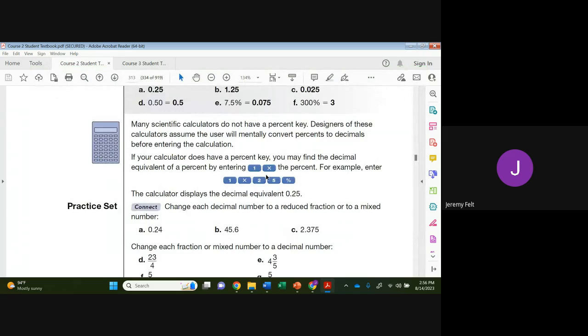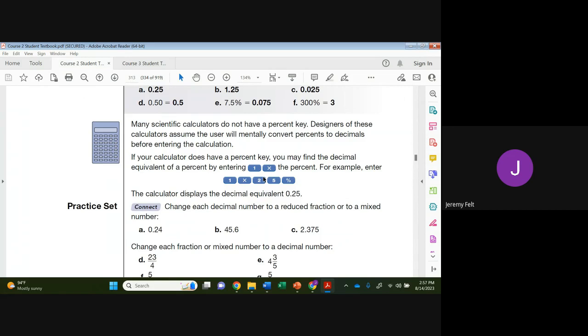I don't think the TI-84 has percents. I think there's a way to do percents. Obviously, it's fractions or decimals, but as we'll show you down the road, the easiest way, especially in a calculator, is just to convert it to a decimal.